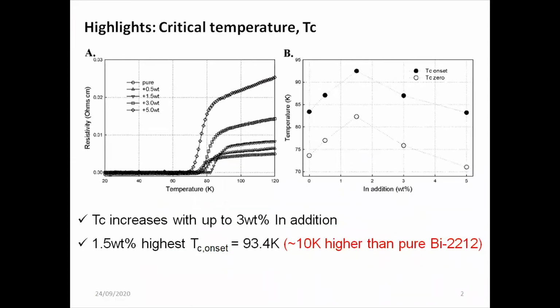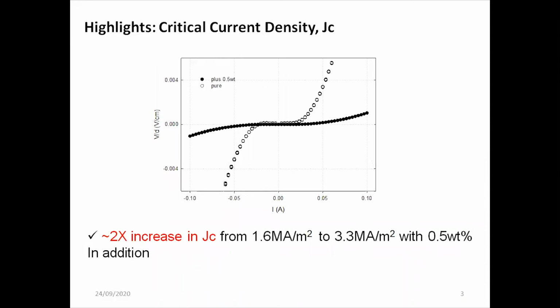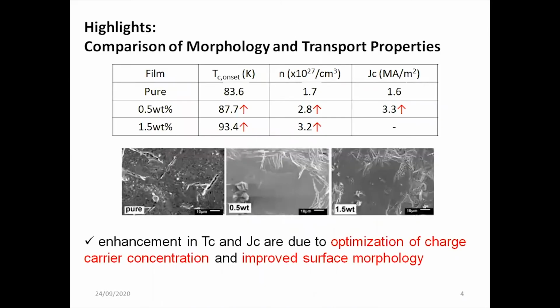Resistivity temperature measurements showed that the critical temperature Tc increases with up to 3 weight% indium addition. 1.5 weight% indium addition has the highest Tc onset of around 93.4 Kelvin, which is about 10 Kelvin higher than pure bismuth 2212 film. Critical current density, or Jc measurements, show a twofold increase from 1.6 to 3.3 megaampere per square meter with 0.5 weight% indium addition.